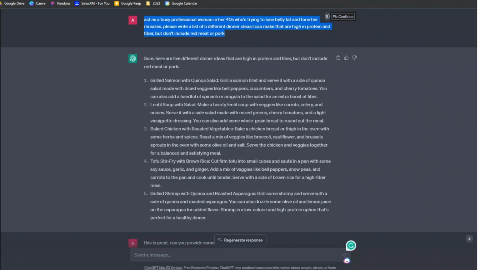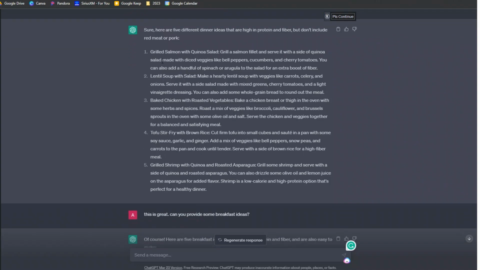It gives you some examples of some meal plans or dinner ideas that you could make that don't include red meat or pork. So grilled salmon with quinoa salad, it gives you some directions on how to do it. Lentil soup with salad, baked chicken with roasted vegetables, tofu stir fry with brown rice, grilled shrimp with quinoa and roasted asparagus. I think this is super fantastic and helpful when you're like me, who is consistently making the same meals over and over and over again. So this gives you some good ideas.